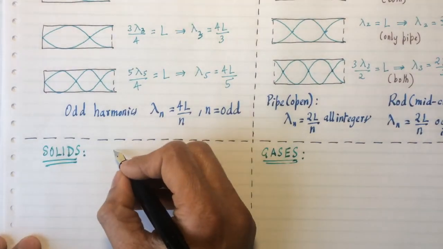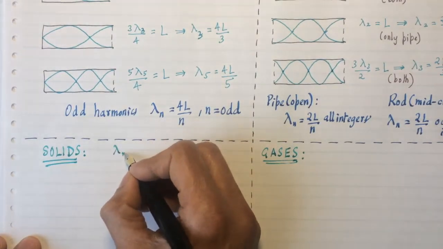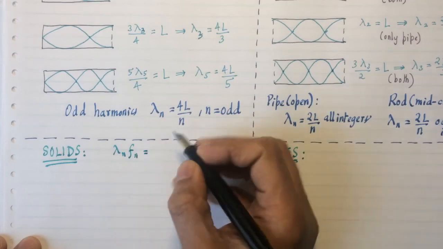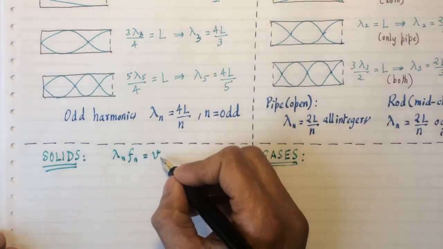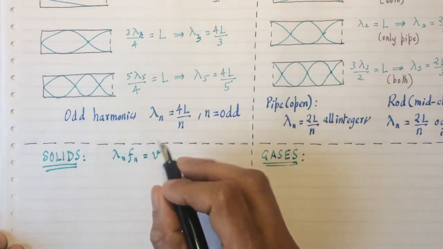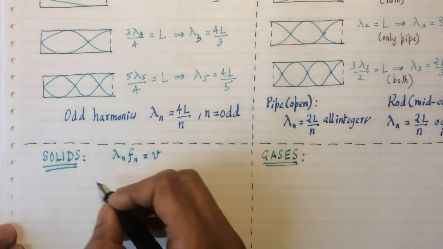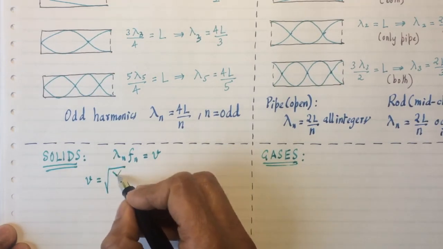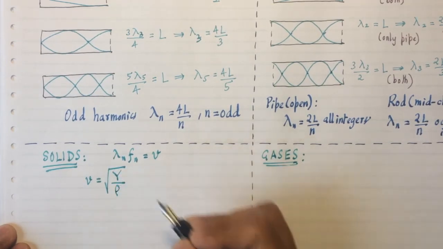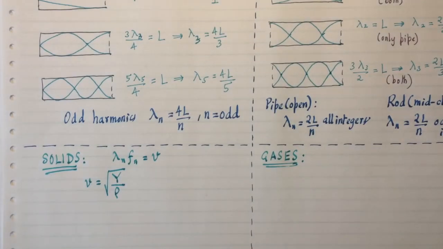First, let me write the wave relation. The wave relation is lambda_n times f_n equals the speed of sound in that medium. The speed of sound in a solid medium is given by the formula v equals the square root of the Young's modulus divided by the density of the material.